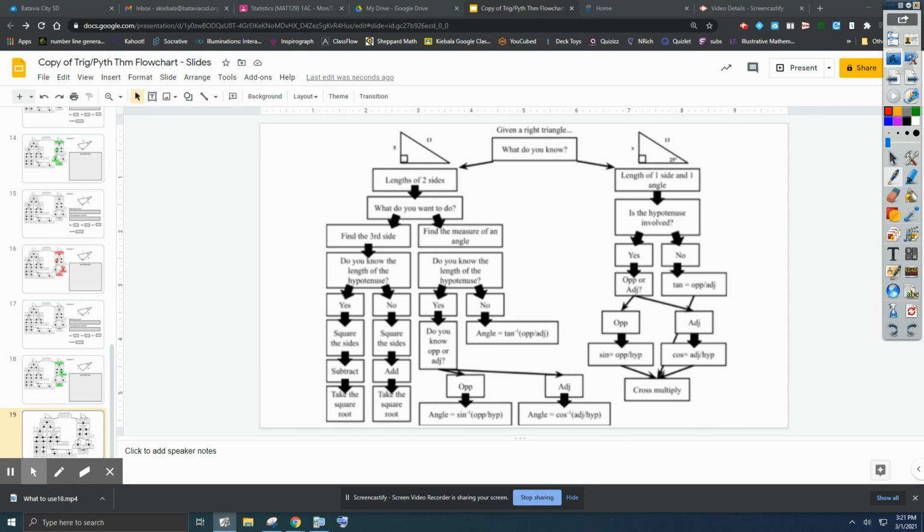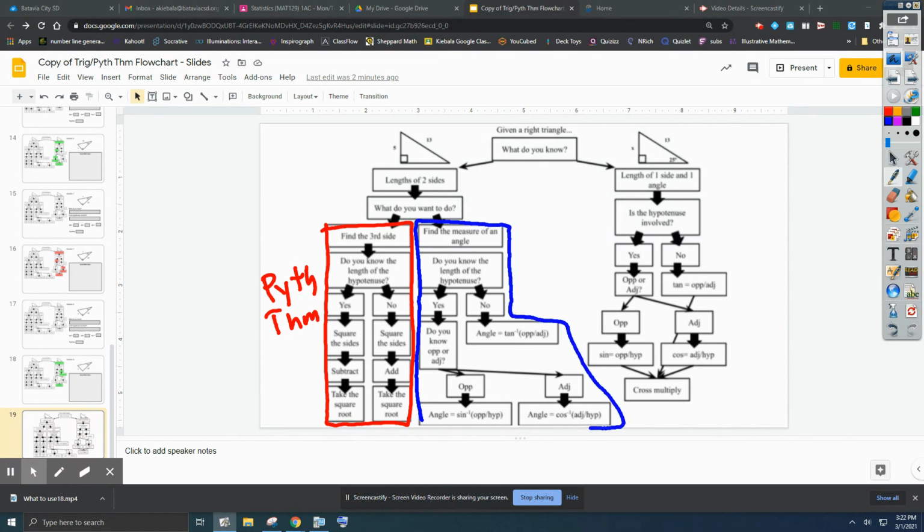So in general on this flowchart, over here that I'm highlighting in red, this is where we'd use the Pythagorean theorem. Okay, a squared plus b squared equals c squared. So basically if you're given two sides and you want to find the third side, use the Pythagorean theorem. In the middle here, the section I'm highlighting in blue, if you're given two sides and want to find the angle, that's where you'd use inverse trig. So this would be the inverse trig right here. Notice for both of those, you need two out of the three side lengths.